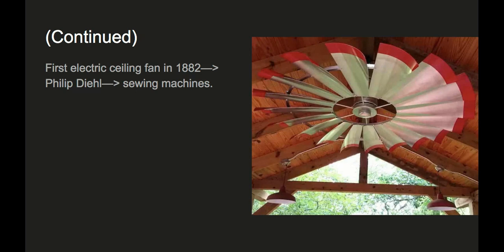The first electric ceiling fan was founded in 1882 by Philip Deal, and it was originally intended to be used for sewing machines, the design of it, but it was applicable to a ceiling fan. And this is a simple old type of ceiling fan from 1882. This is what the rough design looks like. It has the angled blades that push air downwards using electricity.